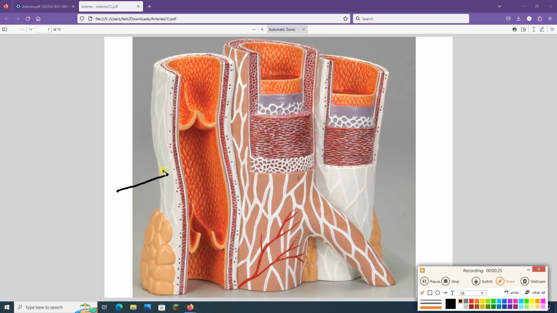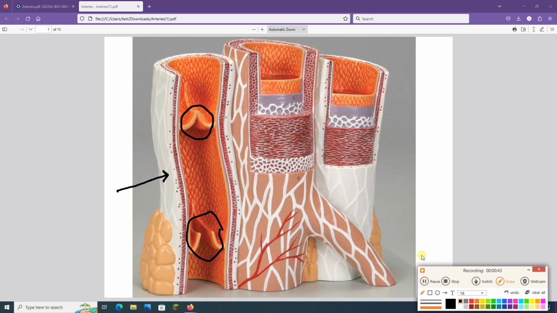So this guy right here is a vein. I know he is a vein because I can see this and I can see this, and those are valves. Veins have valves to prevent backflow. Backflow happens because veins are low pressure. So this is one of my veins here. That leaves me with two vessels.